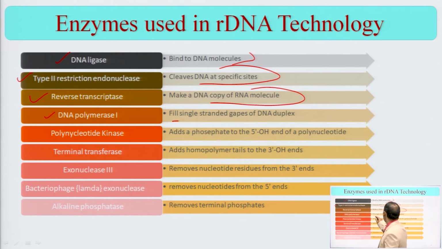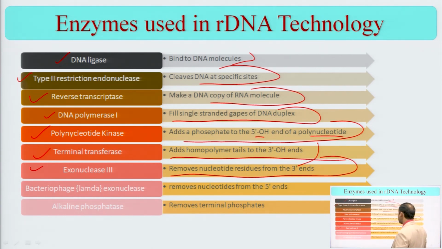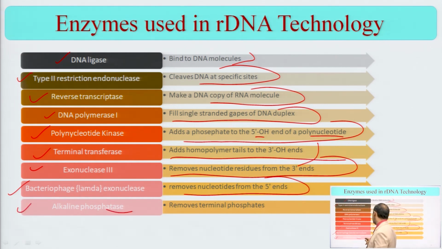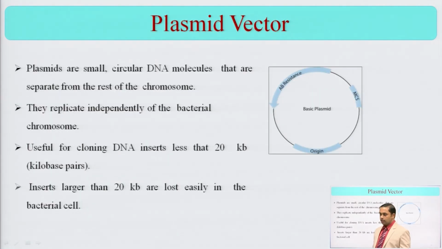Then DNA polymerase fills single strand gaps in the DNA duplex. Polynucleotide kinase adds phosphate to the 5-OH of a polynucleotide. Terminal transferase adds a homopolymer to the 3 prime end. Okay. Then exonuclease 3 removes nucleotide residues from the 3 ends, and the bacteriophage lambda exonuclease removes nucleotides from the 5 ends. You can also use alkaline phosphatase, which removes the terminal phosphate. Okay, so these are the various enzymes which are widely used.